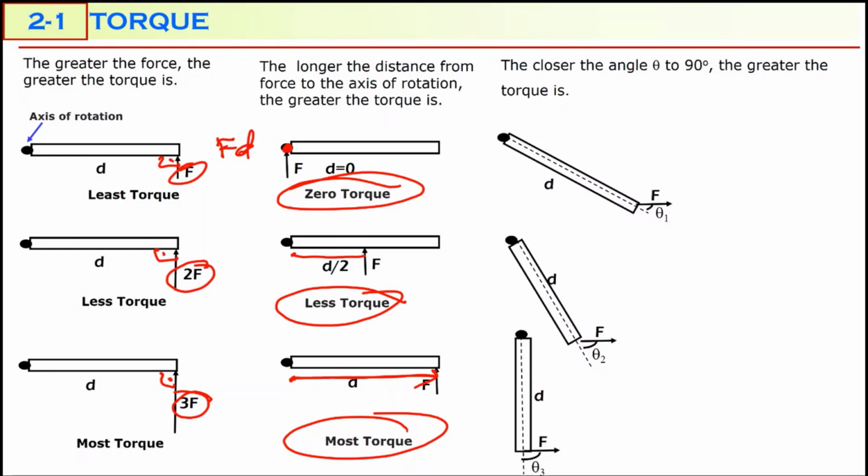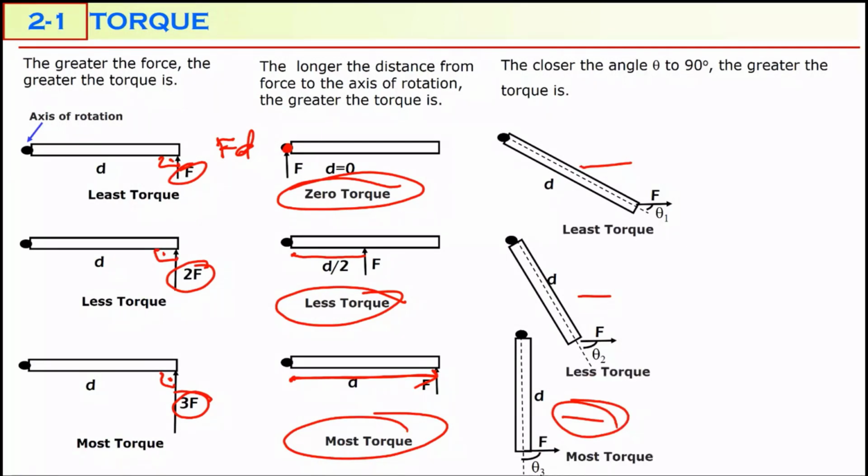Compare these cases. In which case is the angle closer to 90? The third one, of course. Here, the torque is the greatest. Least torque, less torque, most torque.